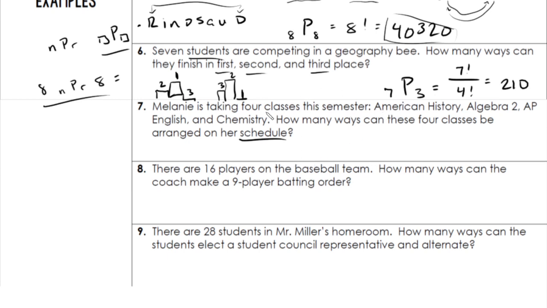So you have to ask yourself, how many different things are possible and how many different things are being arranged? There are 4 classes that she's taking: American History, Algebra 2, AP English, and Chemistry. How many different ways can these 4 classes be arranged on her schedule? So you have 4 total classes, the order does matter, but you have to pick all 4 of them. And so this would be 4P4, which is going to be 4 factorial, which is 4 times 3 is 12, times 2 is 24.